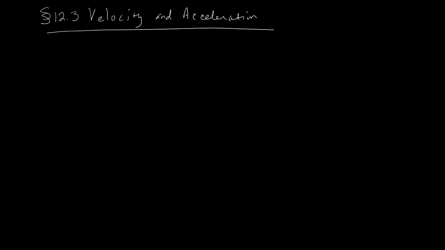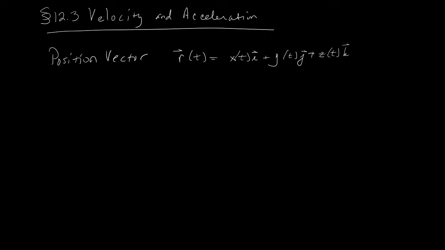So we begin, of course, with our position vector. This gives us our position in the plane or in space, depending on if we're in R2 or R3. So that's given by r of t, which is going to be equal to x of t in the i direction plus y of t in the j direction plus z of t in the k direction. Of course, if we're working in 2 dimensions, there will not be a k component, and if we are working in 3 dimensions, there will be.